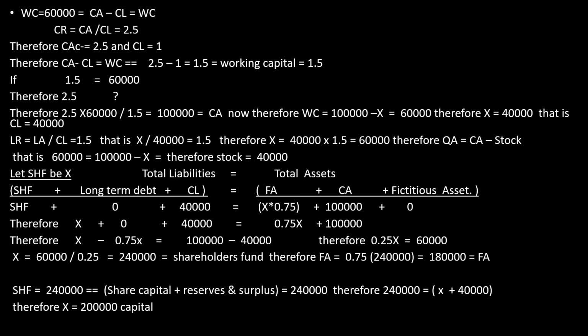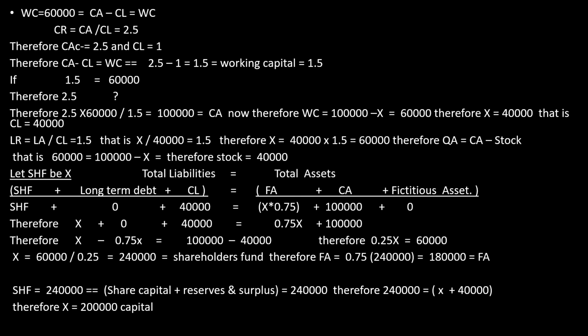The balance sheet is divided into 3 categories. That is shareholders fund, long-term debt, then current liability on the liability side. The same way, fixed asset, current asset, and fictitious asset. The problem says there is no long-term debt and there is no fictitious asset. Therefore, you have only 2 values.